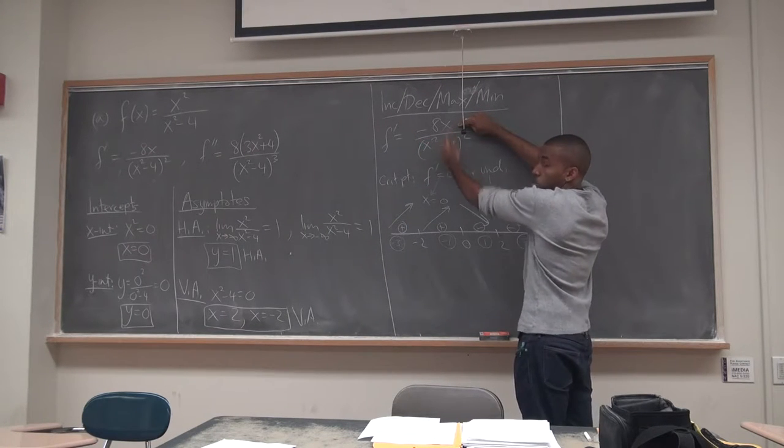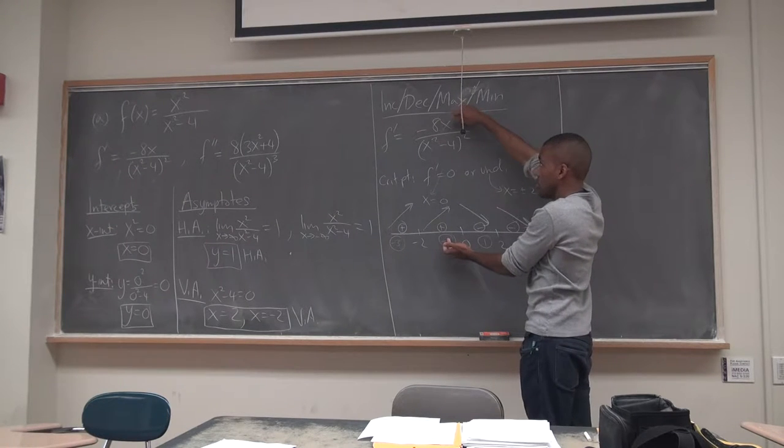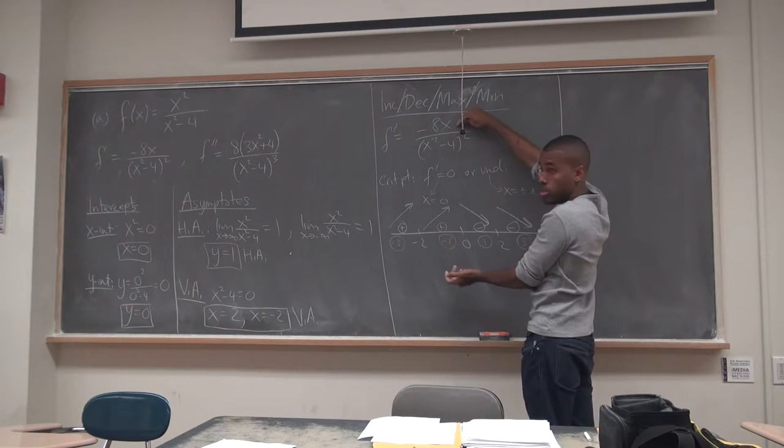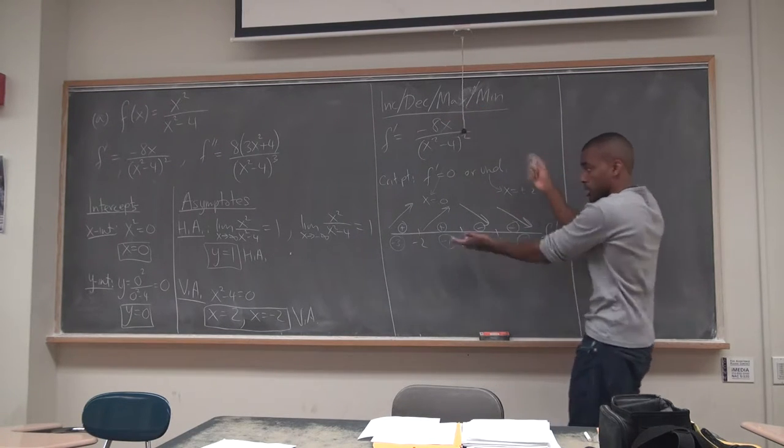I get minus 8 times minus 3, that's going to give me a positive number. Similarly, minus 1 times minus 8 gives me a positive number. 1 times minus 8 is a negative number. 3 times minus 8 is a negative number. Okay. Right, so I only care about these signs.